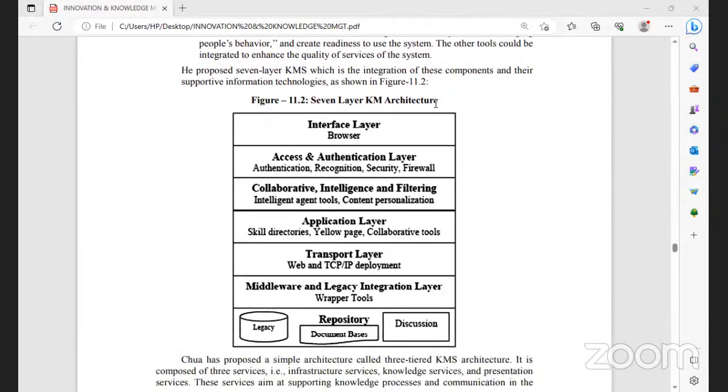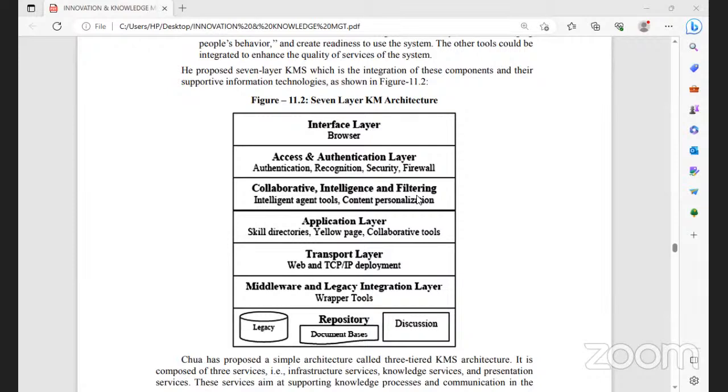And the 7-layer knowledge management architecture. First one is interface layer, that is browser. Second one is access and authentication layer: authentication, recognition, security, and firewall. Next one is collaborative intelligence and filtering. In that one, intelligent agent tools, content personalization. Next one is application layer: skill directories, yellow pages, collaborative tools.